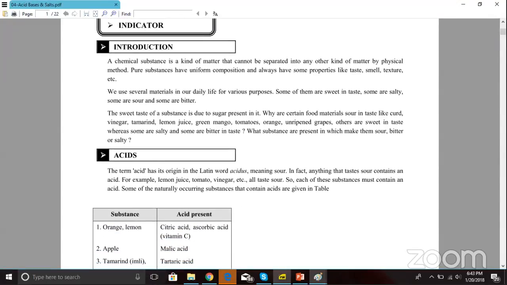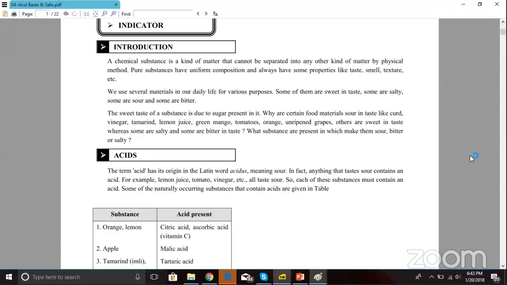In that, the sour taste: usually we have lemon juice or tamarind, and we add it to our food, so we can taste the sour taste. The word acid comes from the Latin word acidus, meaning sour. So anything that tastes sour contains an acid. For example, lemon juice, tomato, vinegar, etc. All will taste sour.